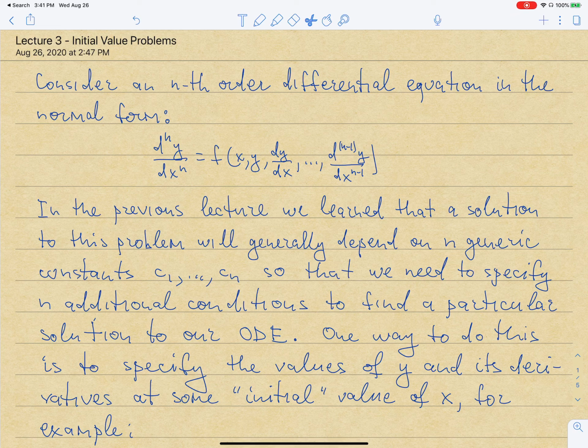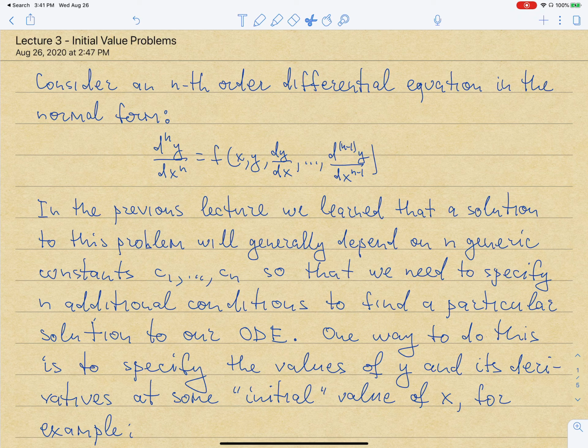In this lecture, we will continue talking about basic ideas of ODEs that are going to be applicable throughout this course. And in particular, I want to expand upon the issue that we discussed last time.